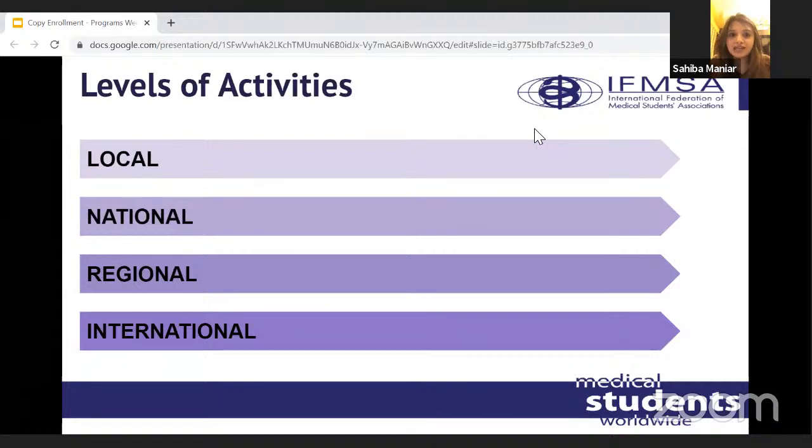For a regional activity, when an activity is conducted by 2 NMOs in the same region, for example, if India and Pakistan are doing an activity, it becomes a regional activity. And an international activity is when 2 NMOs belong to 2 different regions. For example, if India and Egypt are doing an activity, it becomes an international collaborative activity.